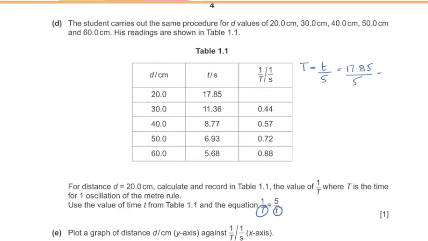Hence the value for capital T is 3.57 seconds, which means that 1 by T is going to be equal to 0.28 per second. And remember that your answer must be rounded to the same significant or decimal figures as the others here in table 1.1. So your answer for 1 by T in this case, where d is equal to 20 centimeters, is 0.28 per second.